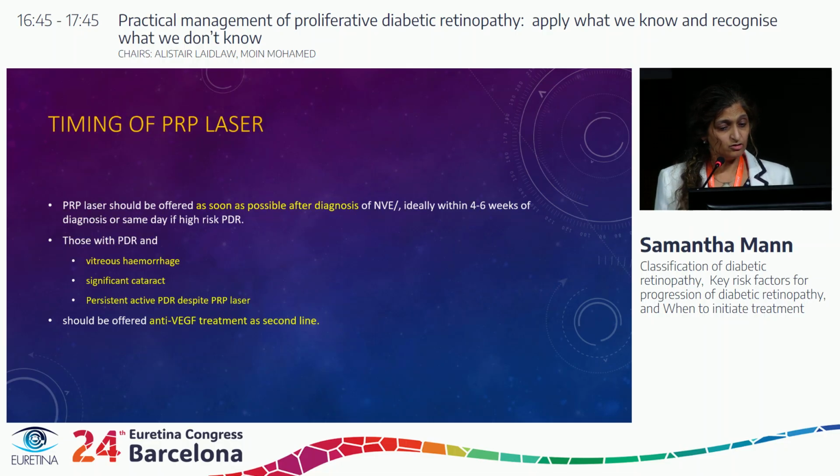The laser should be carried out as soon as possible after diagnosis, ideally within 4 to 6 weeks of the diagnosis. And those with PDR, if you've got vitreous hemorrhage or significant cataract that is stopping you doing that PRP, then you can use anti-VEGF treatment as second line. And also if you have persistent PDR despite the laser, you can also offer your patients anti-VEGF treatment. But you're going to hear more about that shortly.